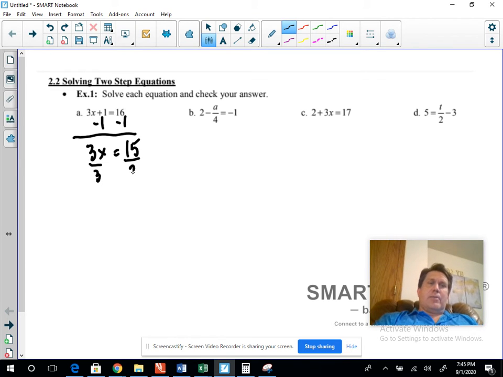Next, to get rid of this, we need to divide by 3. So we get x equals 5.